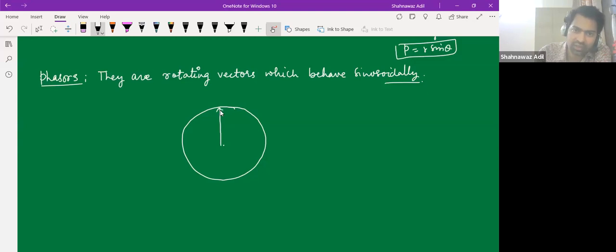Is the seconds needle, right? So this is the seconds needle, and it rotates. Okay.